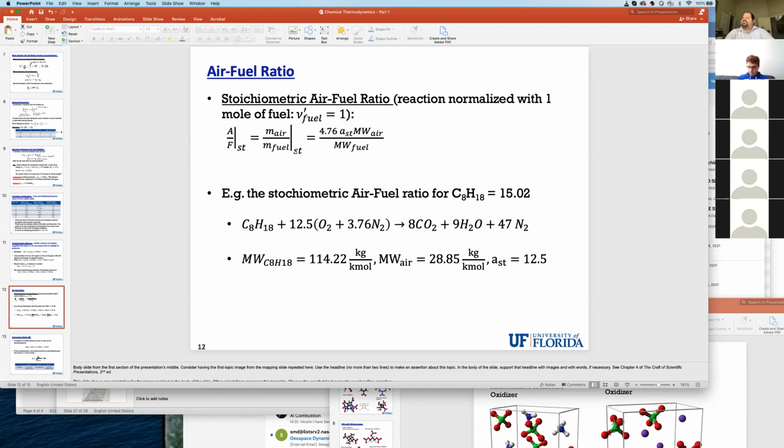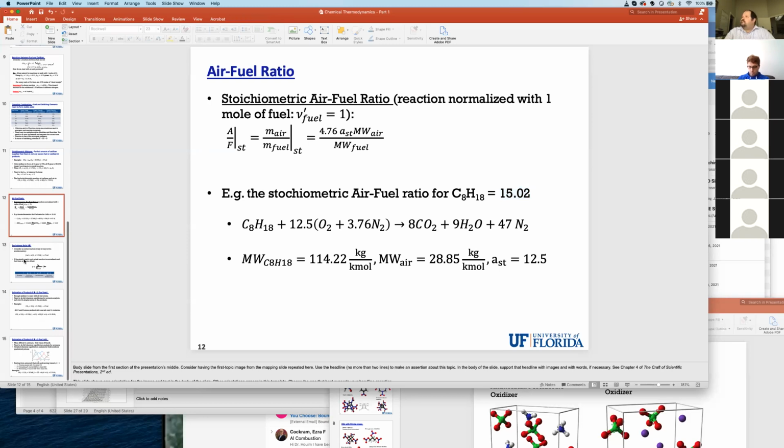So we can find the mass of the air. That would just be 4.76 times AST times the molecular weight of air, divided by the number of moles of fuel, which is simply 1, times the molecular weight of the fuel. If you want to find the stoichiometric air-fuel ratio, you can use this equation for a hydrocarbon. If you're using aluminum or something like that, or you're burning with a different oxidizer, then you need to adjust this formula. For example, for octane, you can find that the stoichiometric air-fuel ratio is 15.02. I will let you work through that yourselves, and I have some intermediate answers for the stoichiometric balance reaction and things like that. Are there any questions with that? Okay, we will move on.